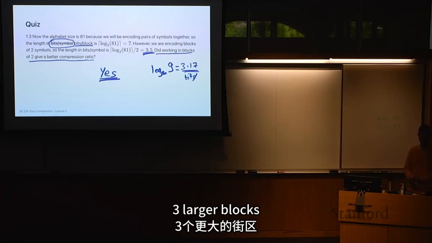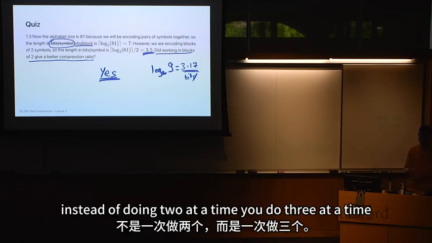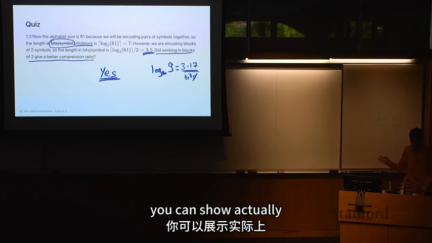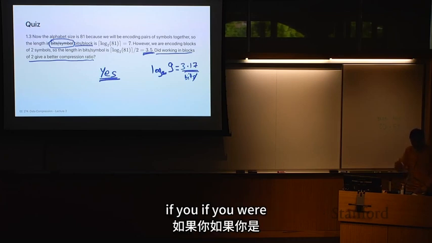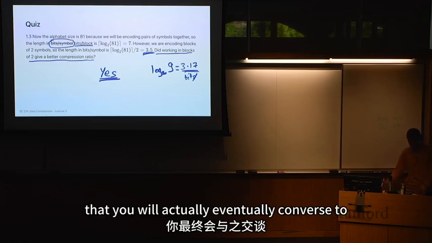Create larger blocks. Yeah, very good. The answer was larger blocks, right? Simple idea. Instead of doing 2 at a time, you do 3 at a time. So you have like 9 cubed possibilities and so on. And you can keep going, and you can show actually, if you just do some math, that you will eventually converge to 3.17.